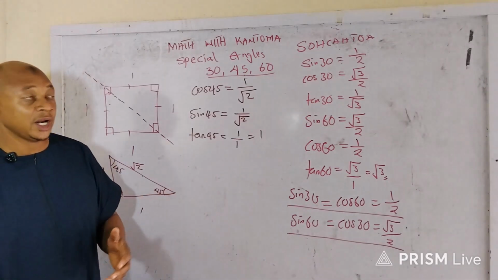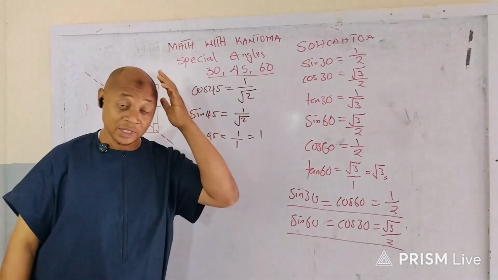So now these are the values of the three special angles for 30, 45 and 60 degrees.